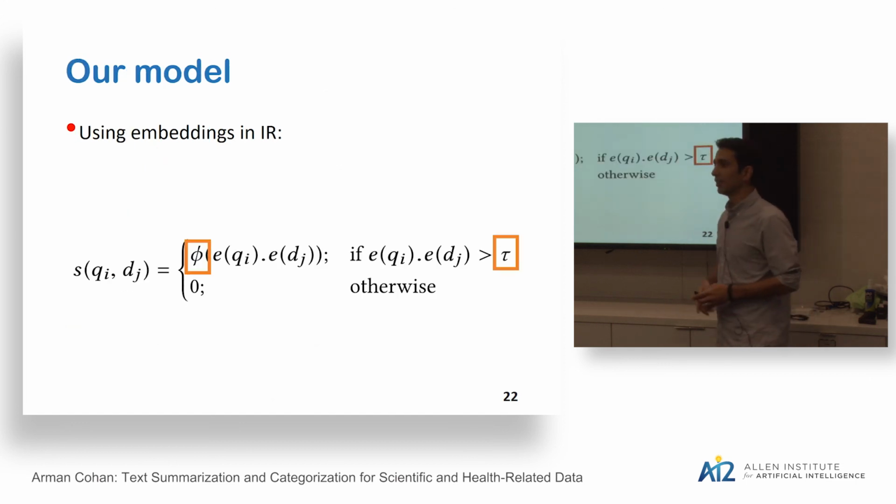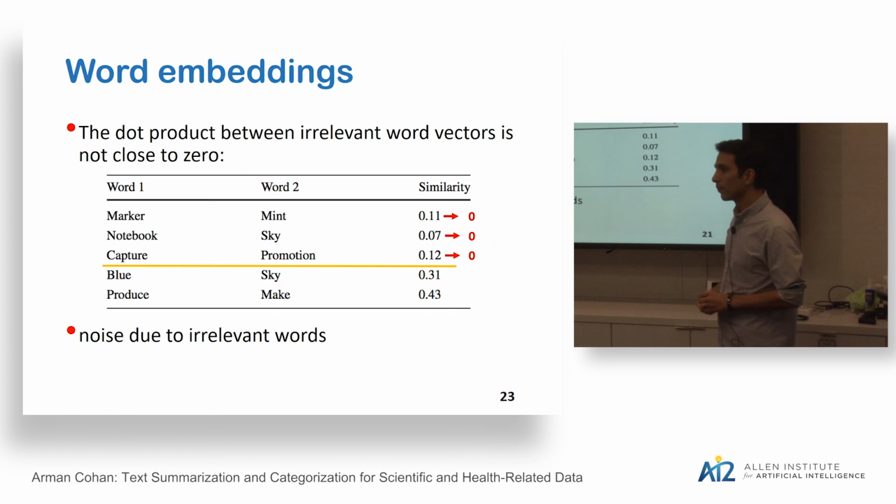Sorry, yeah. Just go back. Again, not to pick on your example, but I agree with you that marker and mint and notebook and sky are very far, but blue and sky and produce and make, which are your highest similarity, are actually, I would argue, good retrievals.